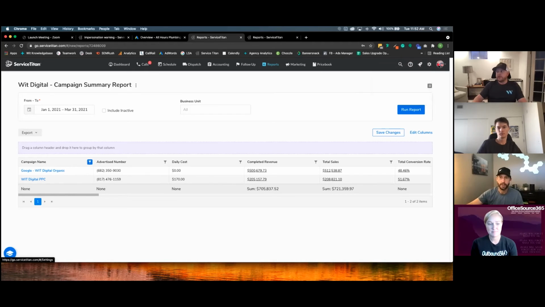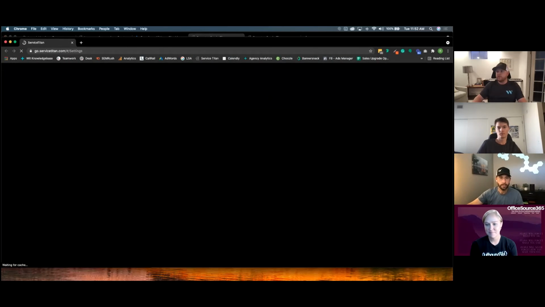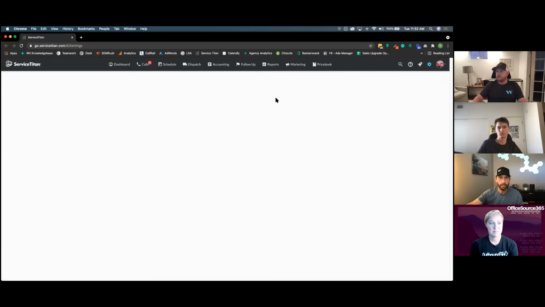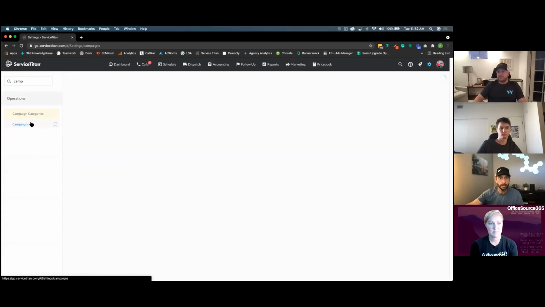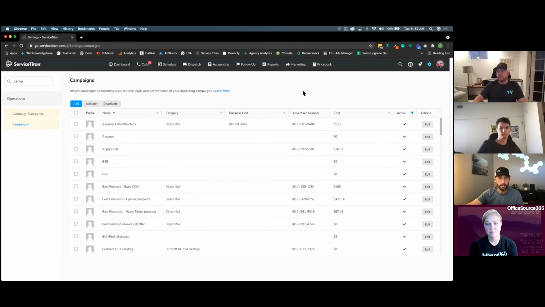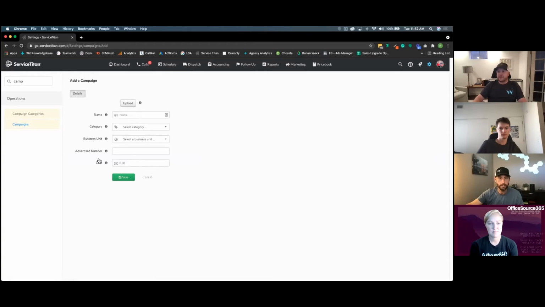That's a great point. And I can quickly run into that, just to give you a quick guide on how you do that. So if you just go to the settings button up here in the top right and type in campaign, you can take a look at how your campaigns are set up. And from here, you can also build new campaigns. When you build new campaigns, this is where you're actually going to tie that cost in. This is that daily cost that I was talking about.